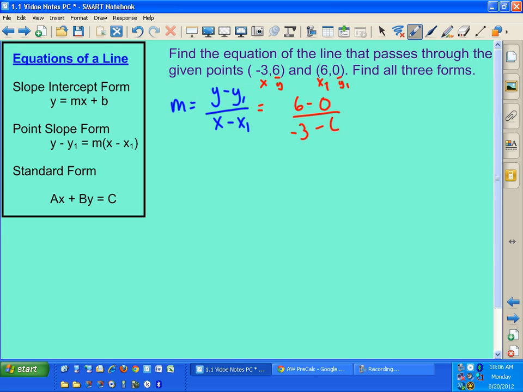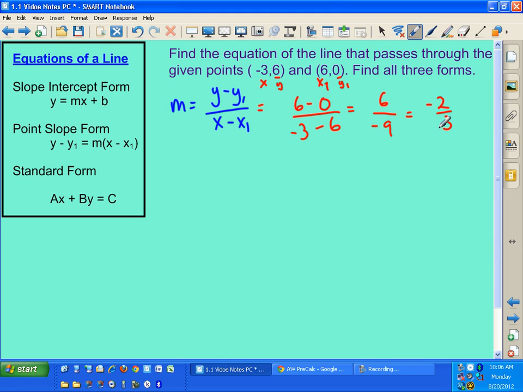Now you'll notice that the ordered pairs are stacked on top of each other the way they match up, and so now if I subtract these, I get 6 over negative 9, which I believe if I divide by 3, I will get negative 2/3. Now you may be wondering why I moved the negative to the top. It doesn't really matter.